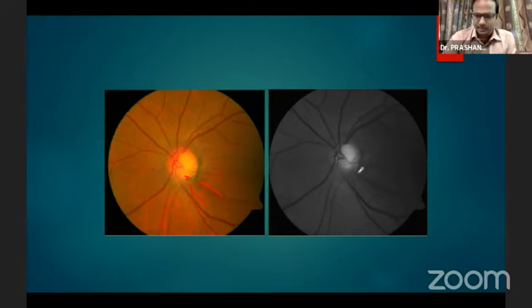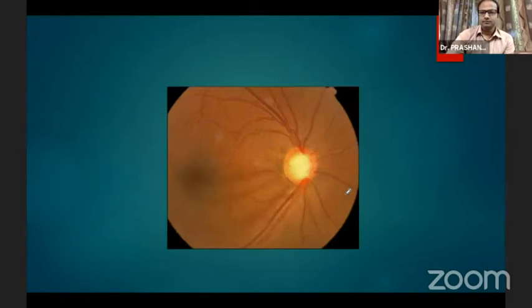In the red-free image, we can see the defect is more clear here, which appears as a darker area. In this picture, in the disc fundus diagram, you can see a diffuse area of RNFL defects. So multiple RNFL defects are present. So there is a diffuse RNFL defect, which is also suggestive of glaucoma.